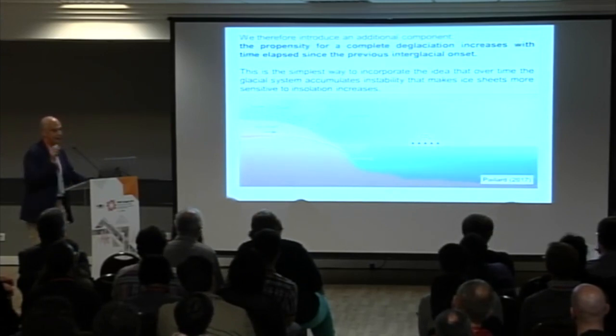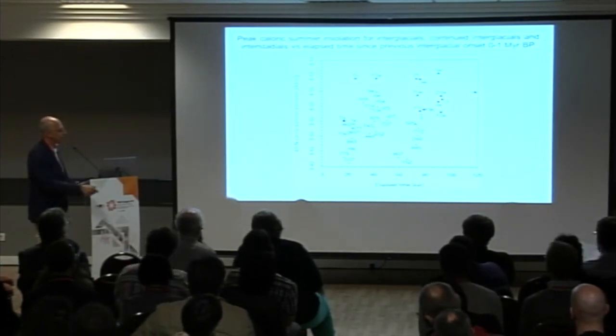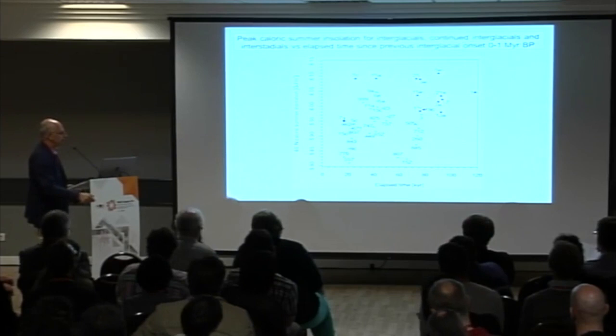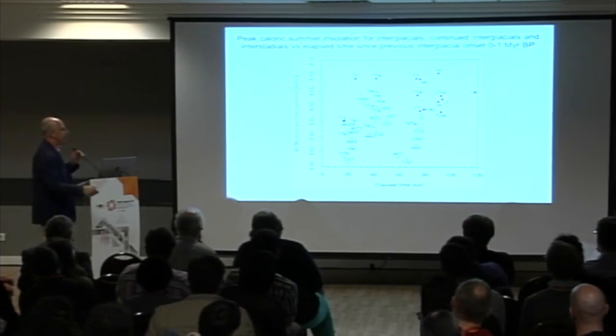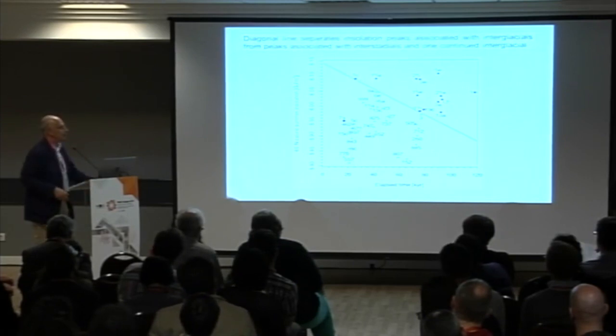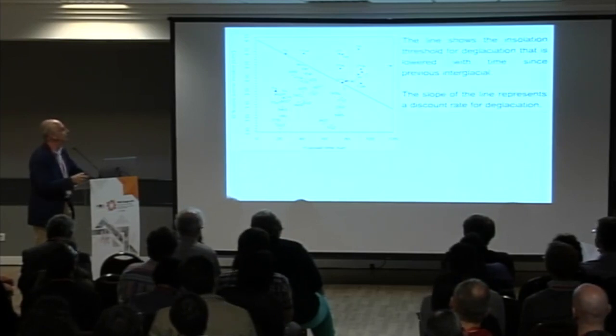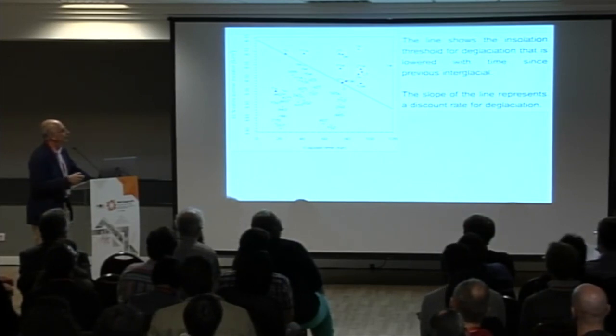So what we do is we calculate elapsed time since the previous deglaciation for every insolation peak, and we plot this. So elapsed time on the y-axis relative to the caloric summer insolation for each peak. And you can draw a diagonal line separating the interglacials from the interstadials, very, very simply. And the y-intercept of this line over here, 6.14 gigajoules per square meter, is the deglaciation threshold for zero elapsed time.